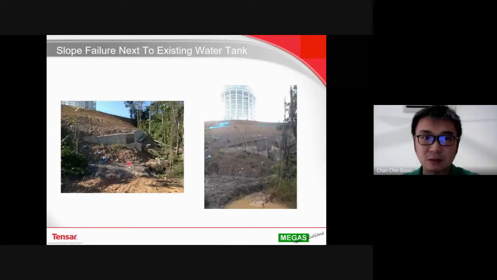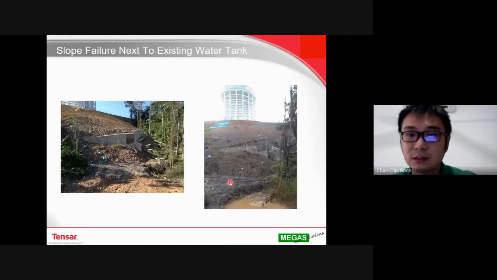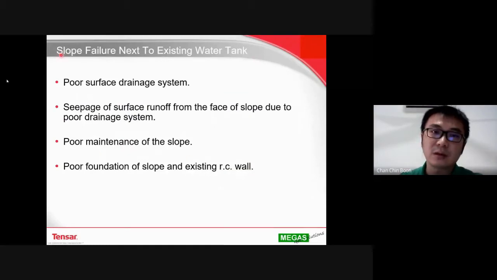Some pictures left and right show the condition at the bottom, waterlogged in certain areas. So you might have some doubt about the foundation of these substructures. Okay. So upon visiting the site and getting some information, we found a very poor surface drainage system in the first stage of the construction. As you can see, the U-drain is very shallow, so we foresee an overflow of the surface runoff during rain, so it will wash the slope and cause seepage and so on. Okay, and very poor maintenance of the slope because we don't see grass growing and so on, and poor foundation on the slope as well as the existing RC wall.